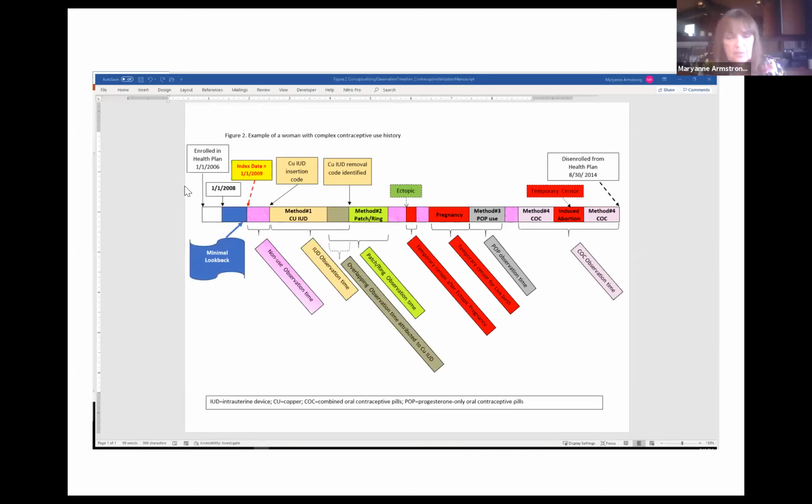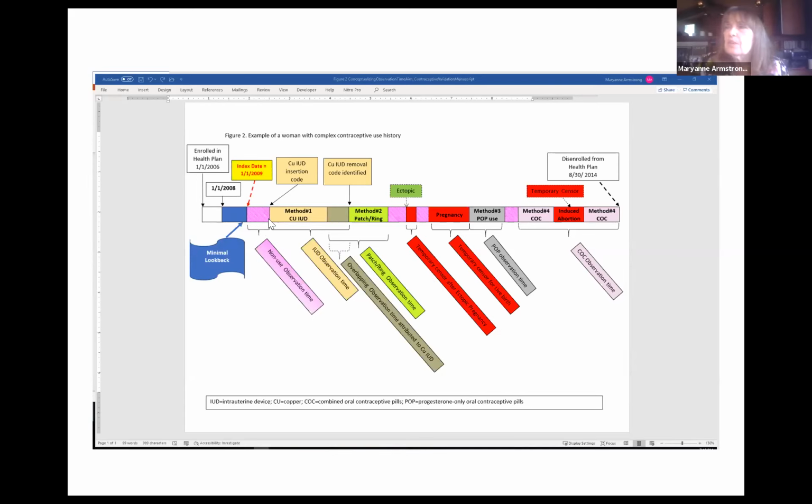So this is a woman who was enrolled in the health plan in January of 2006 and was already a member with 12 months of membership prior to the first possible index date, which was January 1st, 2009. Remember, that's the start date of the study, so that's the first possible index date. So the different colors here represent different types of use periods. The pinkish purplish color represents non-use periods. So that means the woman was not using a contraceptive method during this first period after her index date.